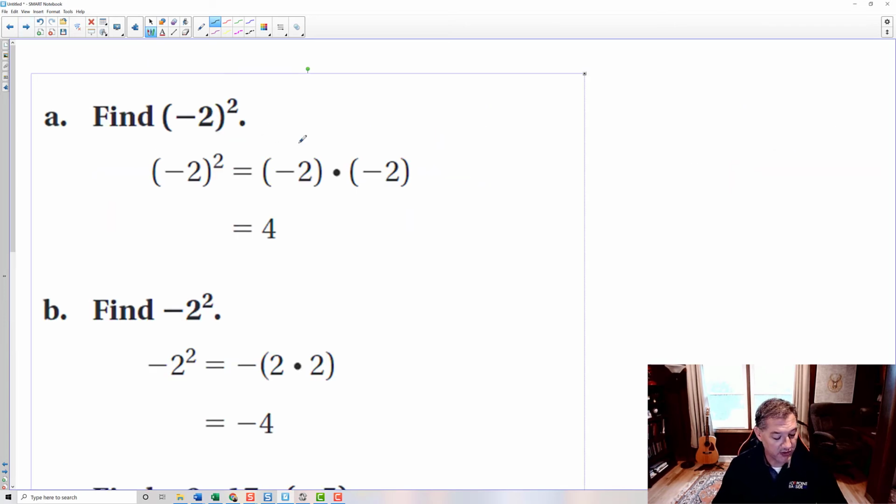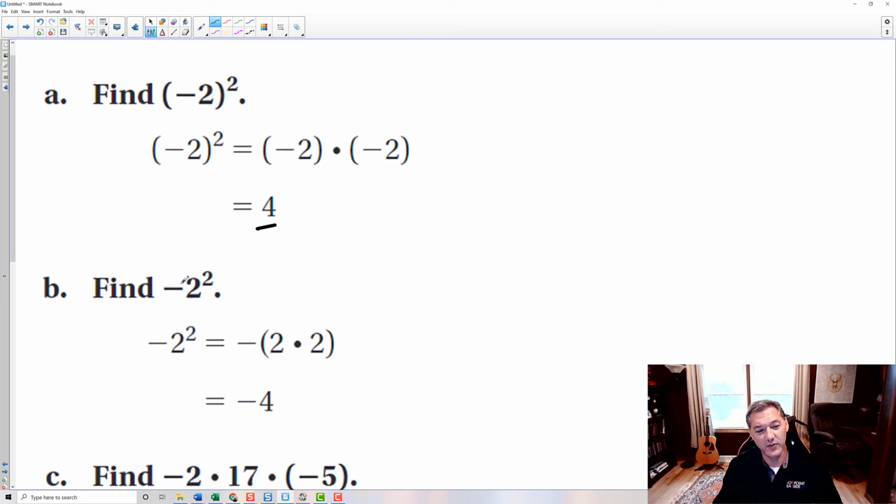To add on to that, I want to show you this thing here. So if I have something to the second power, like in this case, negative 2 to the second power, that means everything inside of this parentheses is multiplied 2 times. So it's like negative 2 times negative 2. Well, that's a negative times a negative, which is a positive answer. That's how I got 4.